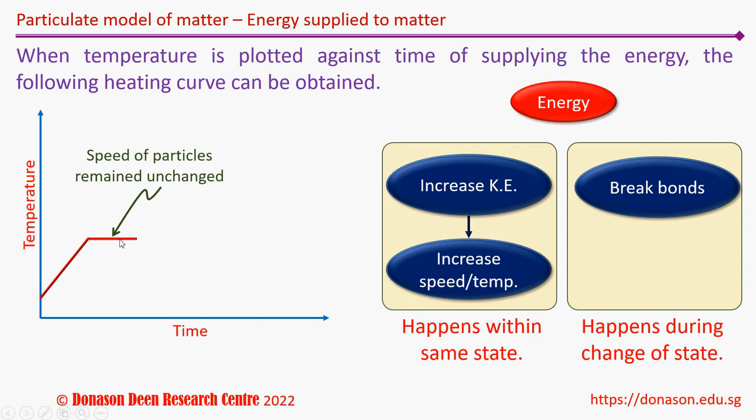Of course, if the speed of the particle remains unchanged, then we're going to observe that the temperature throughout the state change process is not going to increase or decrease. It's going to remain constant, and it is going to be a horizontal line. The temperature is not going to change. It's not going to increase. It's not going to decrease. So speed of the particles remains unchanged for this part.